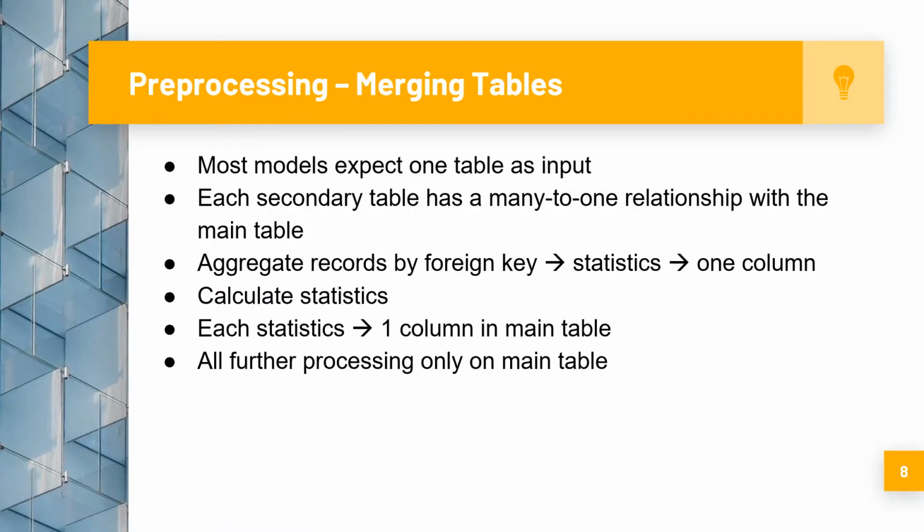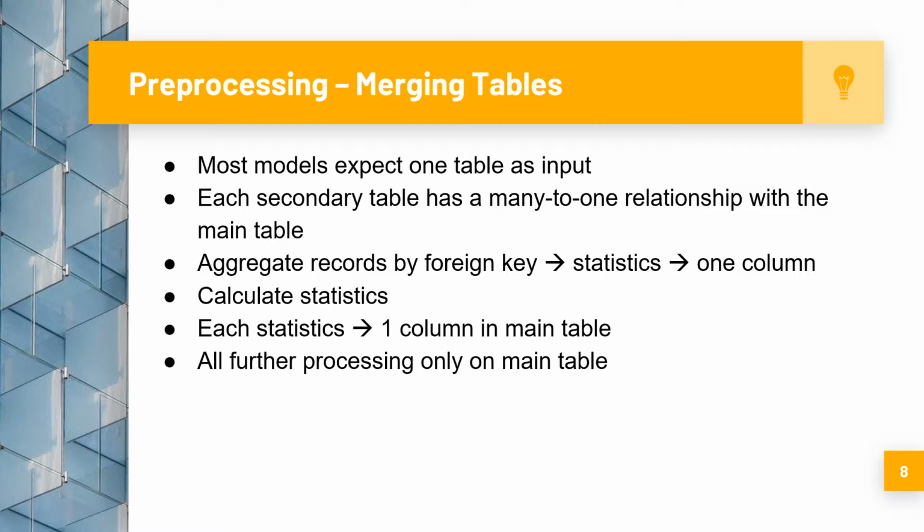We need to pre-process our data before using them to train our models. First, we need to merge all the 7 tables into one because most machine learning models expect one single table as input. We found that each secondary table has a many-to-one relationship with the main table, so we decided to aggregate the records in these tables by foreign key.